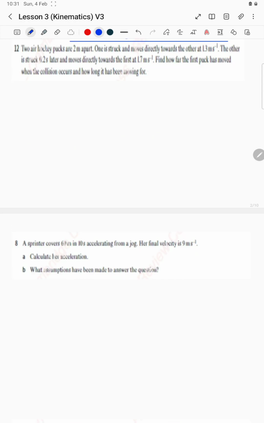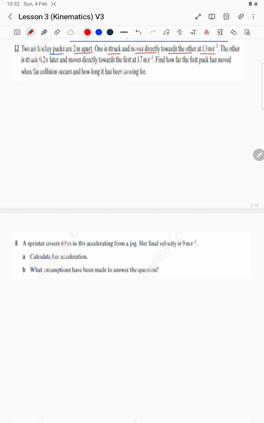Okay guys, here's another important question. The two air hockey pucks are 2 meter apart. One is struck and moves directly towards the other at 1.3 meter per second, right?